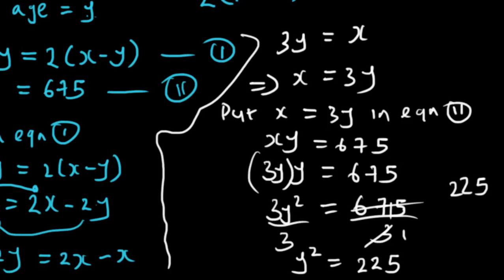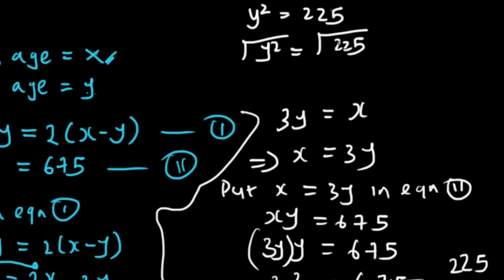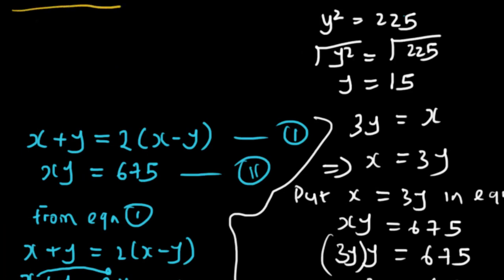Do you understand this? So remember, I have y squared equals 225. To find y, I find the square root of both sides. So the square root of y squared equals the square root of 225, which means that y equals the square root of 225, which should give me 15. So y equals 15. The son's age is 15. But I was told to find the man's age, so I've got to find x. I know that y equals 15. To find x, I can put y equals 15 in equation 2.